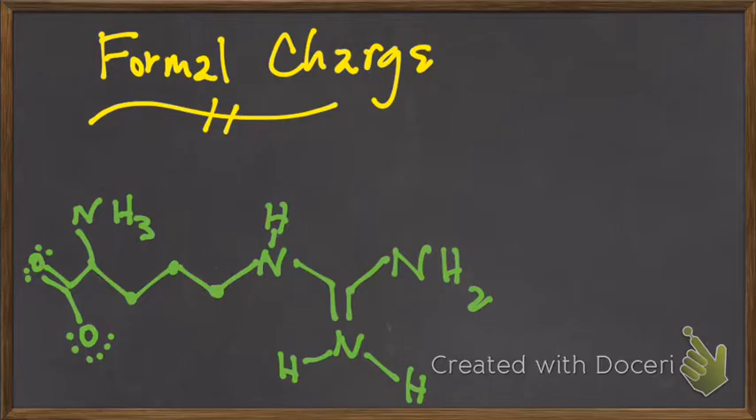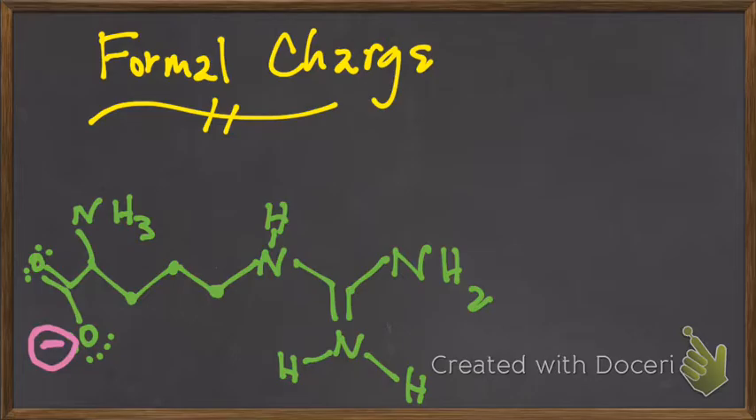So many times what we'll do is put a little negative sign next to that oxygen, and whenever I draw this, since I can get kind of sloppy, I like to put a circle around it. That way you can clearly tell that it's a negative charge.